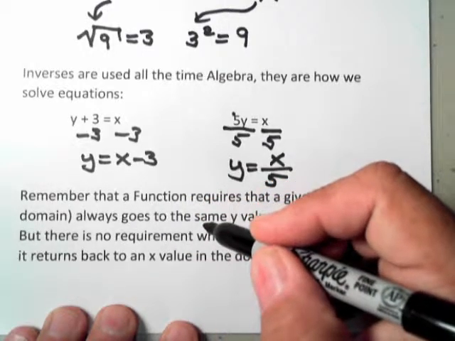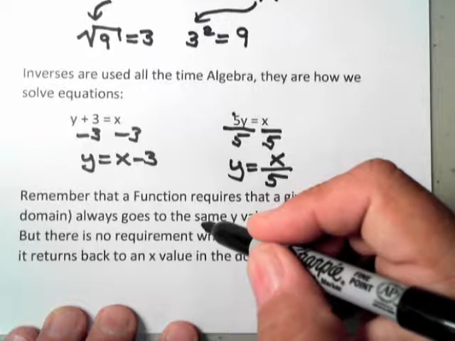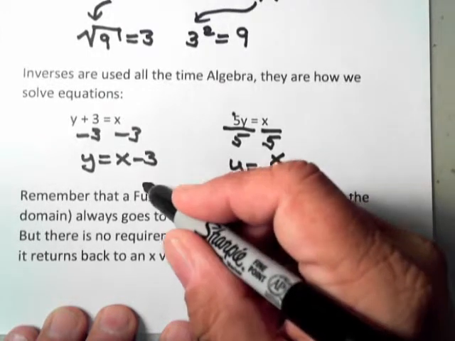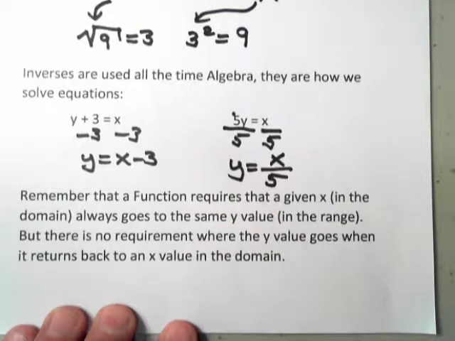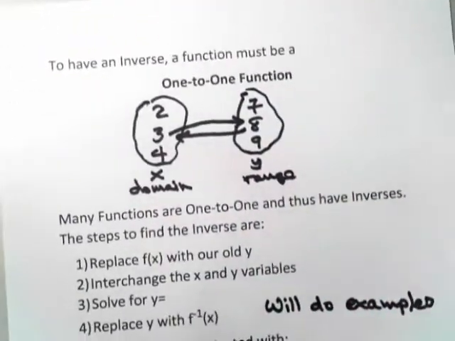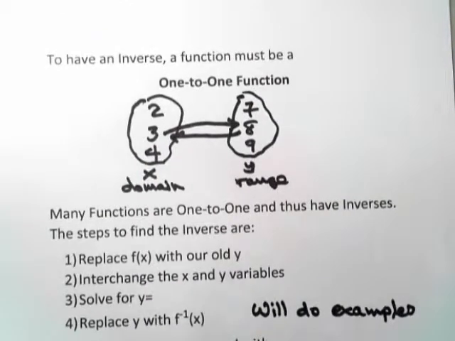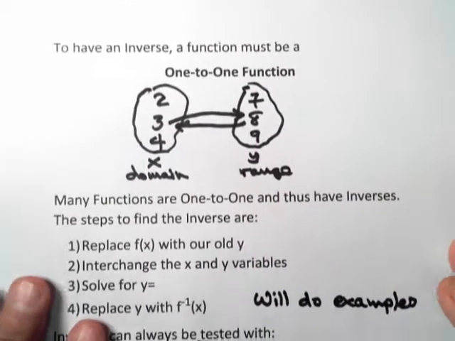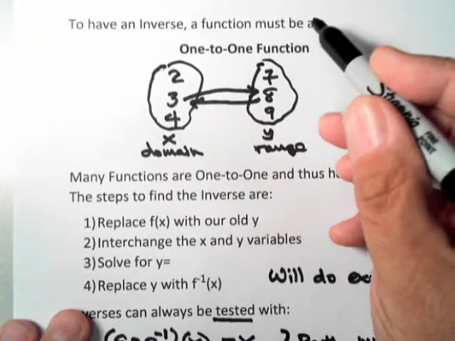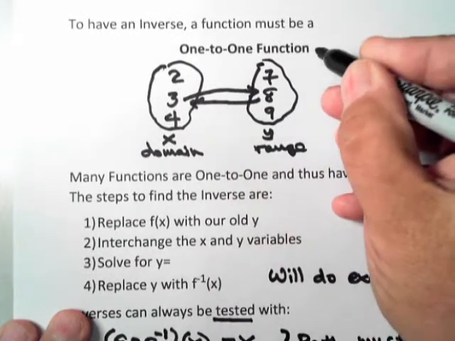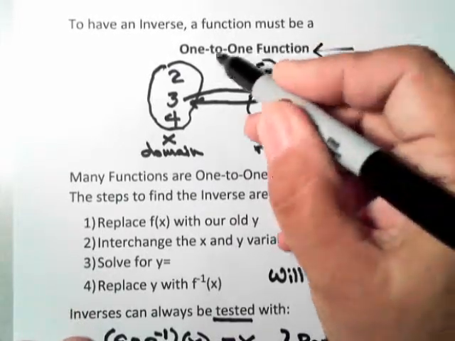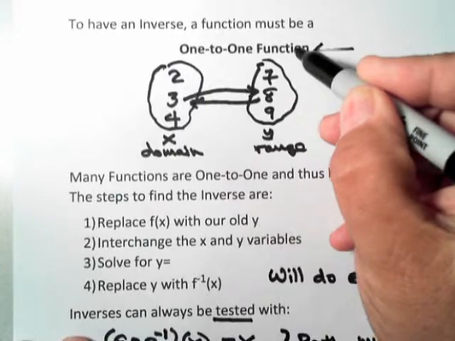But if we want to work with inverses, we need to make sure that that y value goes back to the same x. So let's introduce you now to a little bit tighter type of function here. To have an inverse, a function must be a one-to-one function. Now, what do we mean by one-to-one function?